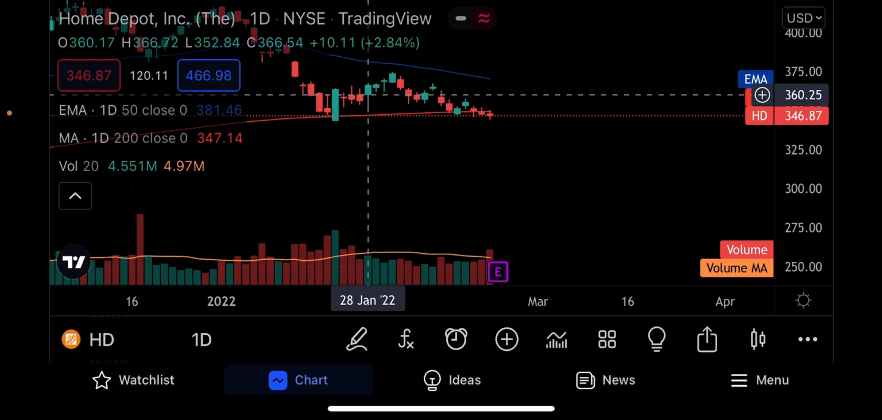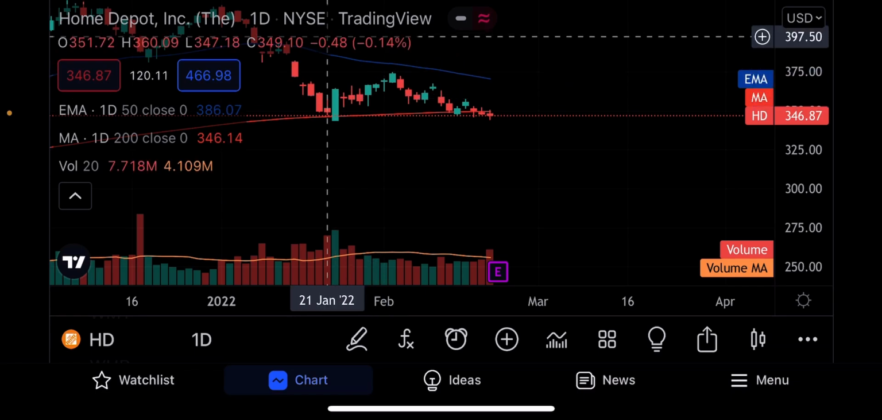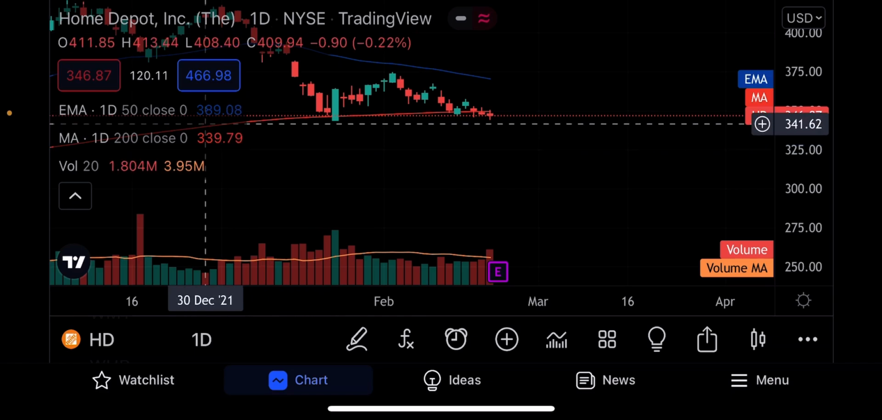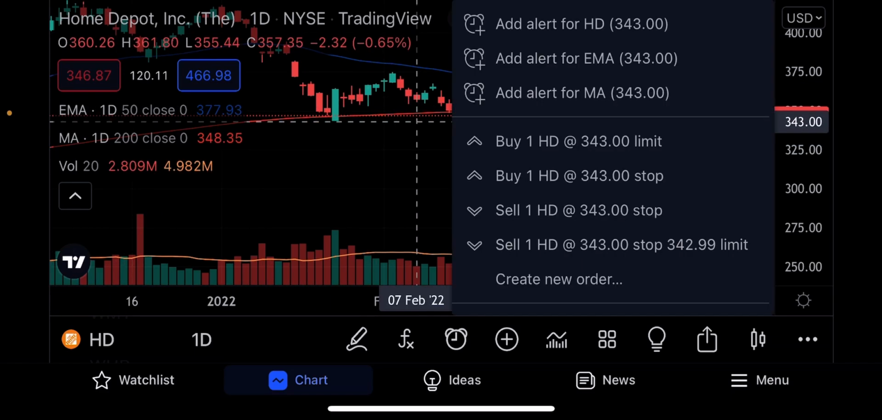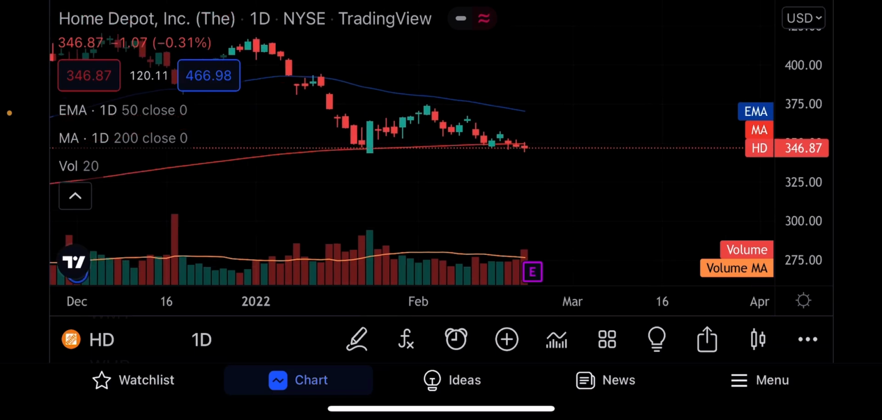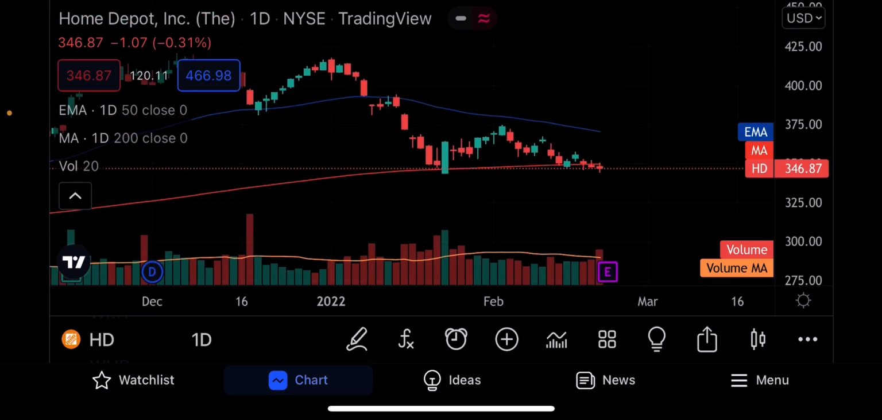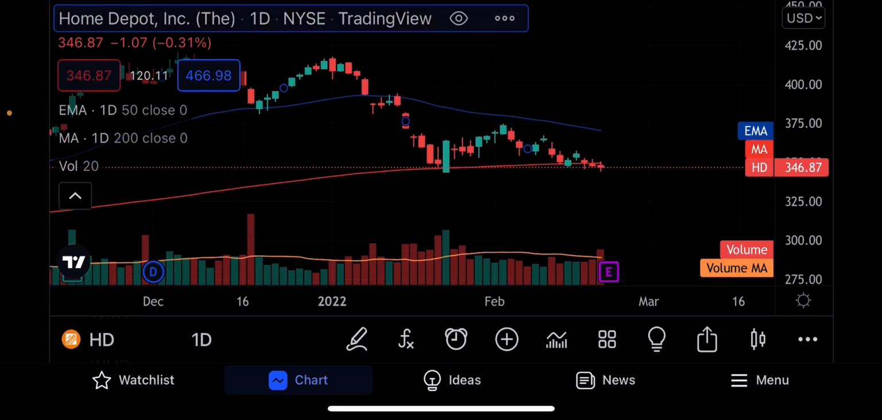And that's a little bit of an annoying thing about this program. There, we got rid of it. And the 50 was resistance back here. You can see right in... never mind.